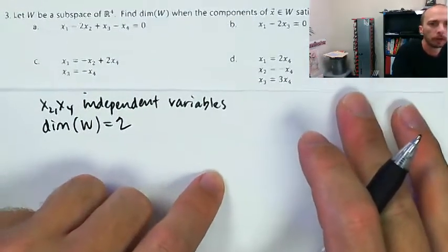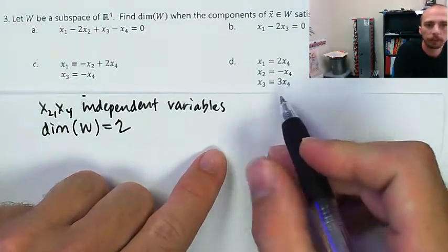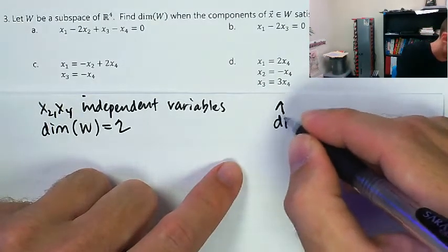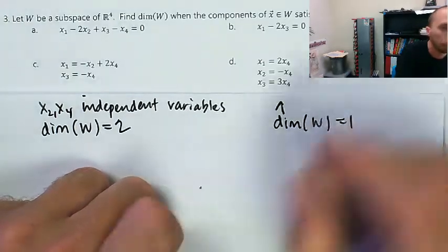Okay. Over here, the only free variable I have is x4. So I'm going to conclude that the dimension of W is equal to 1.